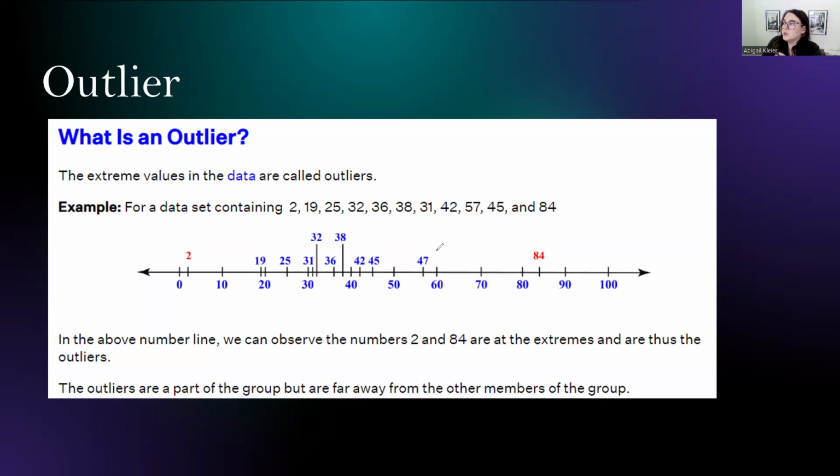And you can see that once most of those numbers are graphed on the number line, they're in a pretty tight cluster. However, when 2 and 84 are graphed, they're really far apart from the centralized majority of the data. So that would indicate to us that 2 and 84 are outliers in this situation. They are part of the group, but they are very far away. They're not centralized in the middle with the majority of the data, so those would be considered outliers.